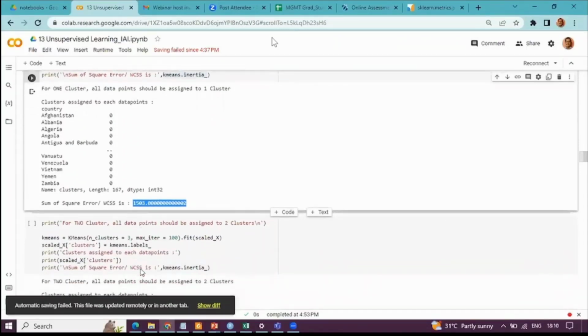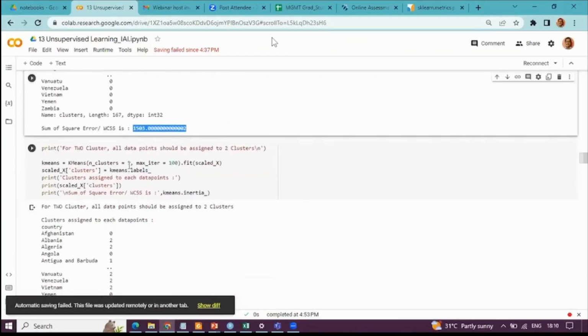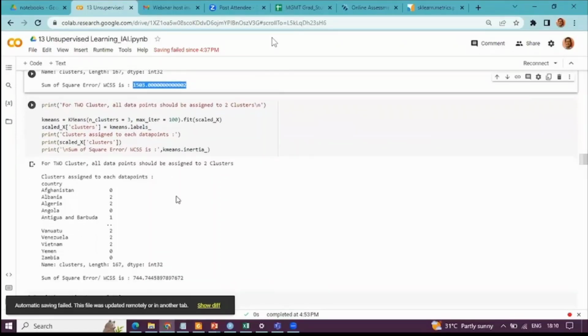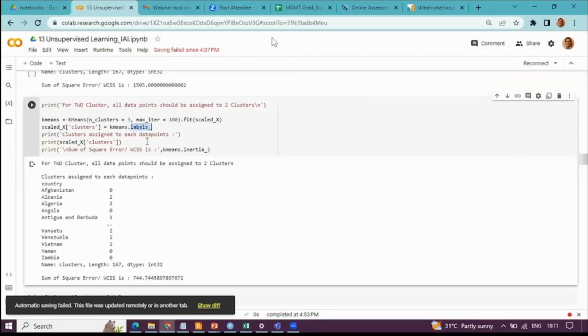Then what did we say? We will go to a 2 cluster solution, a 3 cluster solution, and so on. We said we can go for different cluster solutions. So you could see now different countries are a part of different clusters. Let's say I'm creating a 3 cluster solution. Everything else remains the same. You have created a column called clusters, so you will assign the labels to that cluster, and you will try to find out the inertia, which is the within the cluster sum of squares.